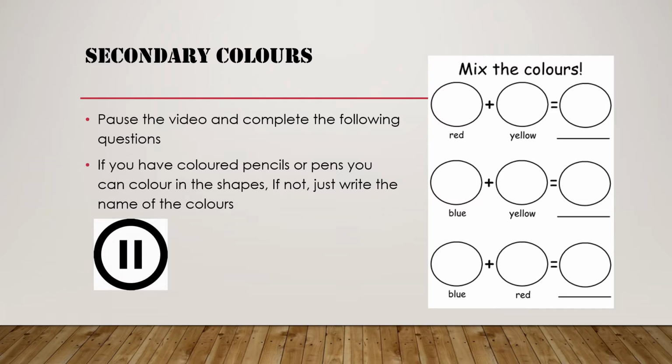Pause the video here and complete the following questions. Tell me what secondary colour is made by mixing the two primary colours together. If you've coloured pencils or pens, you could colour in the shapes. If not, just write down the name of the colour.